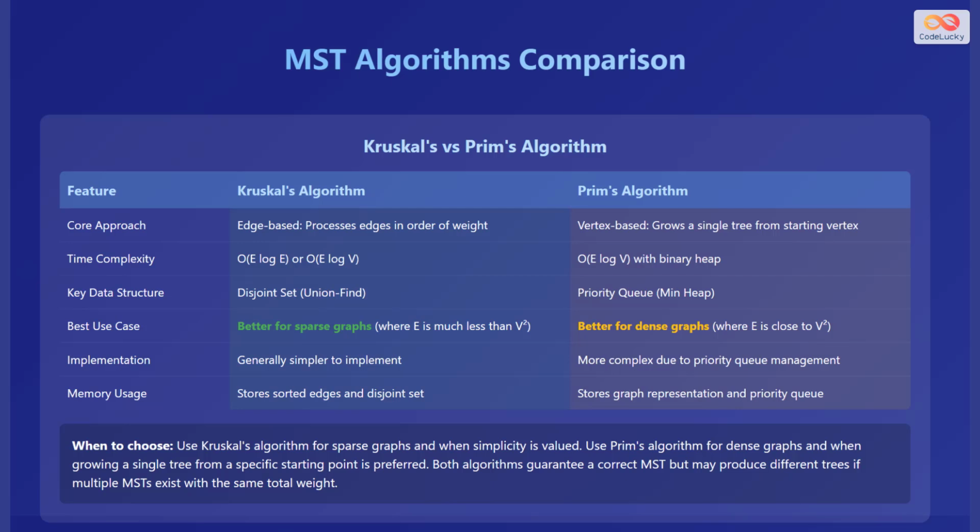To conclude, use Kruskal's algorithm for sparse graphs and when simplicity is valued. Use Prim's algorithm for dense graphs and when growing a single tree from a specific starting point is preferred. Both algorithms guarantee a correct MST, but they may produce different trees if multiple MSTs exist with the same total weight.